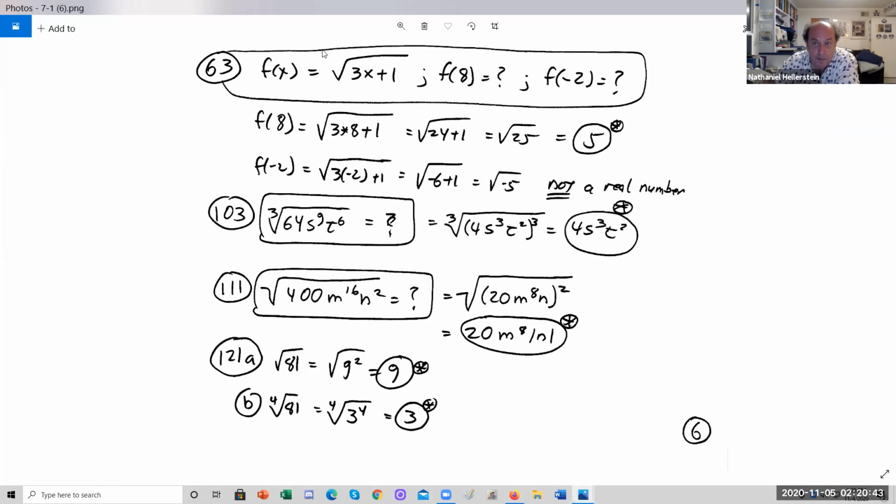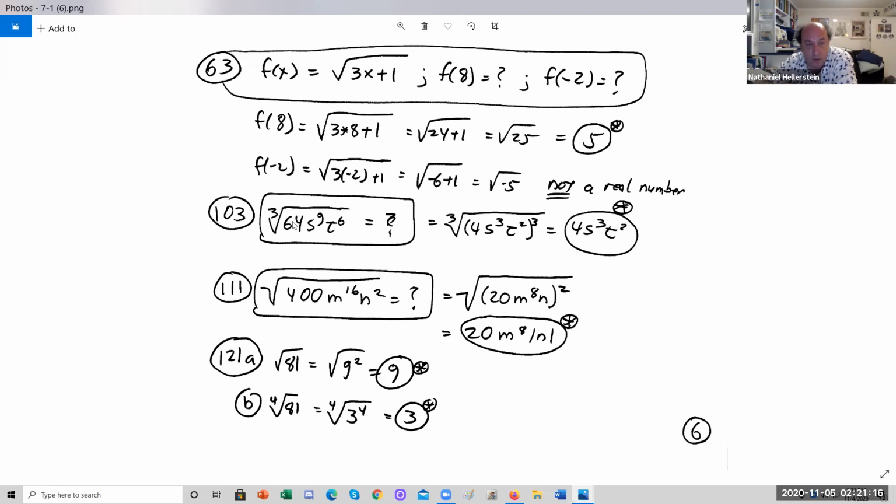All right. Here we define a function, f of x equals square root of 3x plus 1. What is its value at 8 and at negative 2? Okay, f at 8, plug in 8 for x, 3 times 8 plus 1, root 24 plus 1, root 25, and 25 is 5 squared, so the square root cancels that, and you get a 5. Plug in a negative 2, 3 times negative 2 plus 1 is negative 6 plus 1, square root of negative 5, but that negative means that the square root is not what's called a real number.